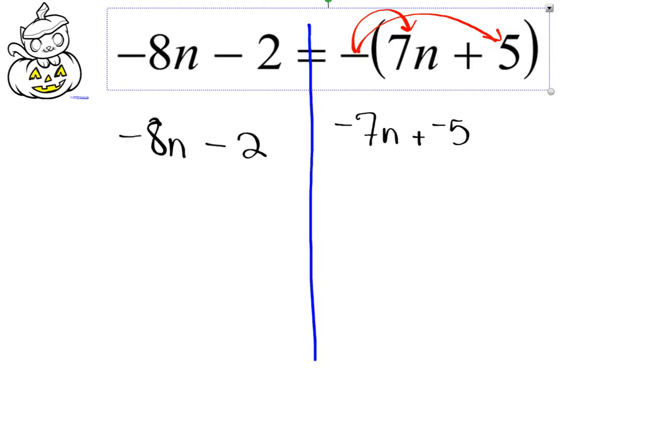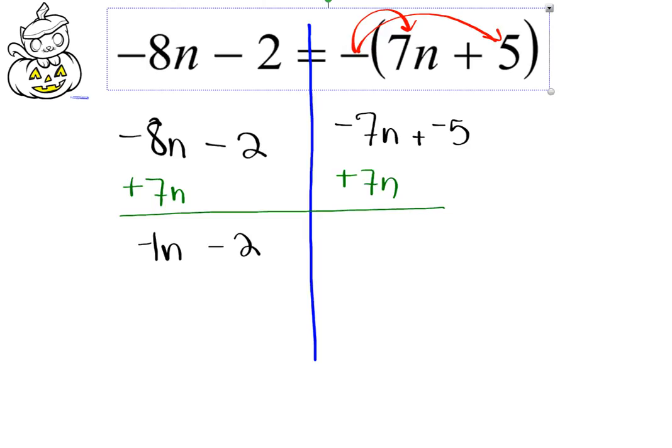Now, the rule from the last problem: if I have variables on both sides, I am going to move them to the left. So that means the 7n comes over here. And I get negative 1n minus 2 equals, those canceled out, negative 5. Add 2 to both sides.